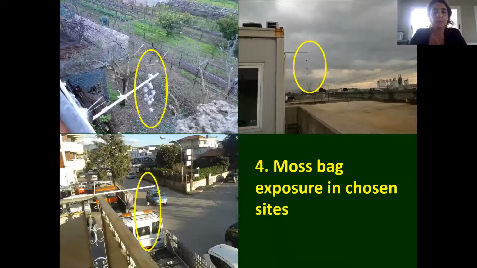After that, using plastic rods, we expose the moss bags in any type of site. For example, in this case, you see agricultural fields, urban environments, again a balcony of a house, and in another case, an industrial place. This gray building is a monitoring station within an industrial plant near my town, my city.